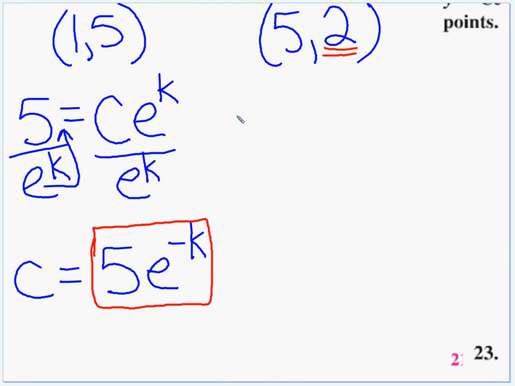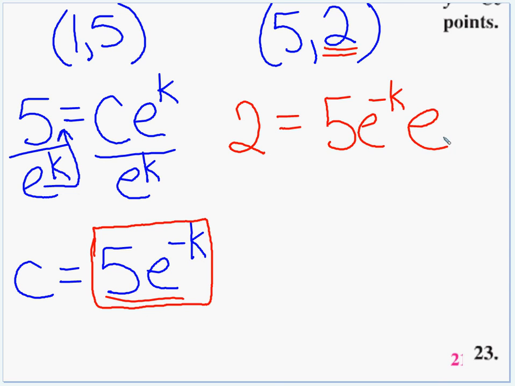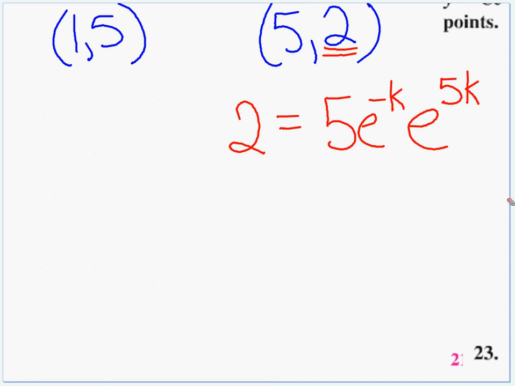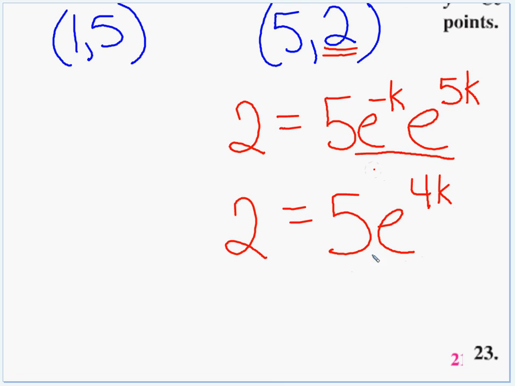So this is going to take the place of the c value. So here's y equals c, that's our 5e to the negative k. So there's our y equals c e to the kt. So this will be a 5 times k, 5k. So on the right here, we can simplify. We have a 5. Multiplying the same bases, add the exponents. 5k minus 1k is 4k. e to the 4k. Let's divide by 5. 2/5 equals e to the 4k.